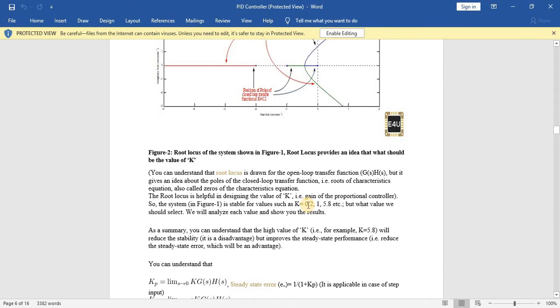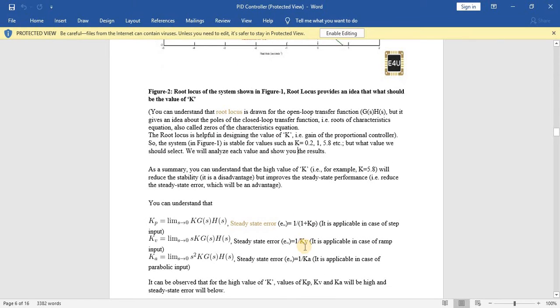The basic logic is that if the value of k is high, for example 5.8, which is the highest value, less than 6, then it will reduce the stability, which is a disadvantage. But it will also improve the steady state performance of the system, which is an advantage. So we have to select an appropriate value that keeps both the stability and the steady state error acceptable.